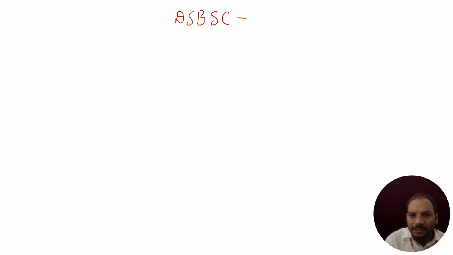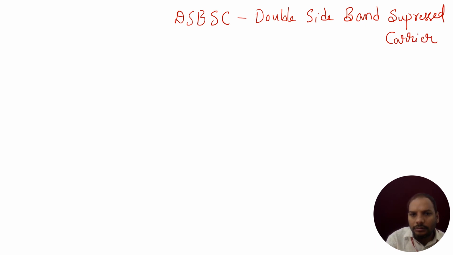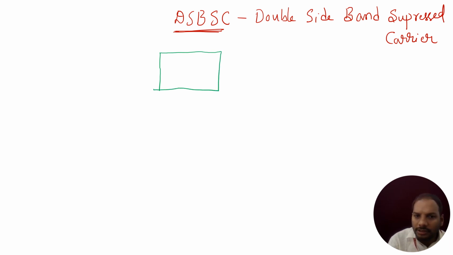So DSBSC stands for double sideband suppressed carrier. This is the short form of DSBSC. Okay, we'll go ahead with the logic. Let us consider the target is to generate the DSBSC signal. To generate the DSBSC signal, I'll use the DSBSC modulator.